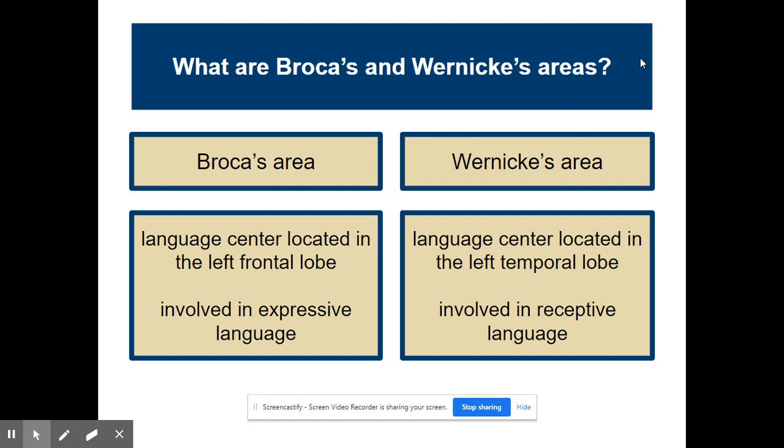So the Broca area and the Wernicke area have a lot to do with our communication. The Broca area is our language center in our left frontal lobe. It is involved in our expression of language. The Wernicke area is our language center located in our temporal lobe, which is involved in receptive language. So what does that mean?